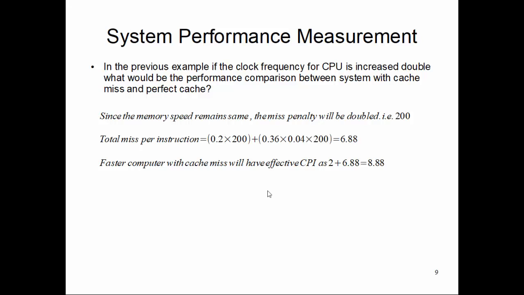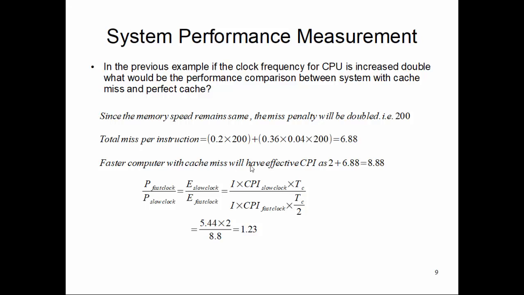Okay. So since the memory speed remains the same, the miss penalty will be doubled. That means 200, right? So we are computing the miss penalty with respect to the clock of the CPU. Since your memory is now 2x slower, running on a 2x slower clock compared to the CPU, your penalty will become double in that case. So it is 200 now for the miss penalty. And we recompute the miss stall, which comes to be 6.88. So the faster computer with the cache miss will have effective CPI as 2 plus 6.88, which is 8.88.